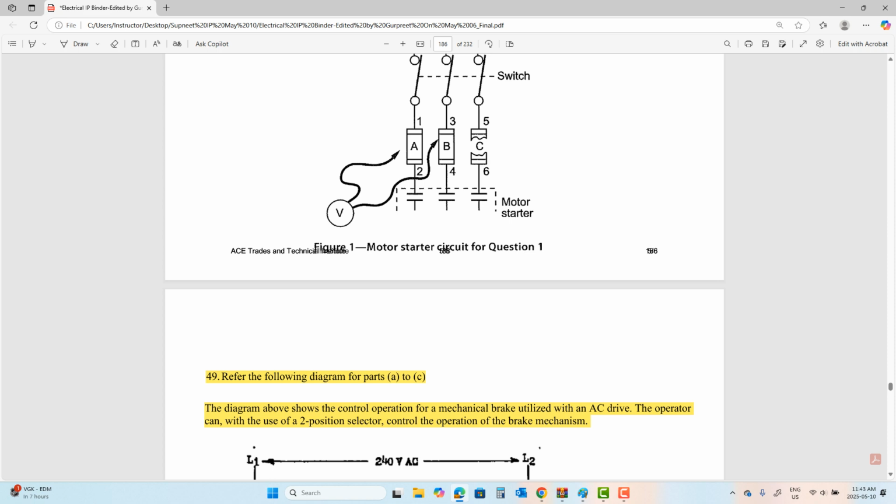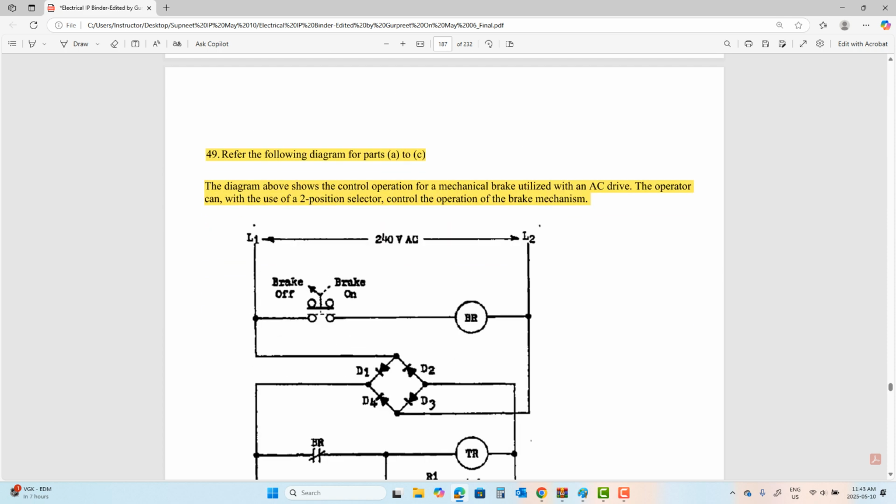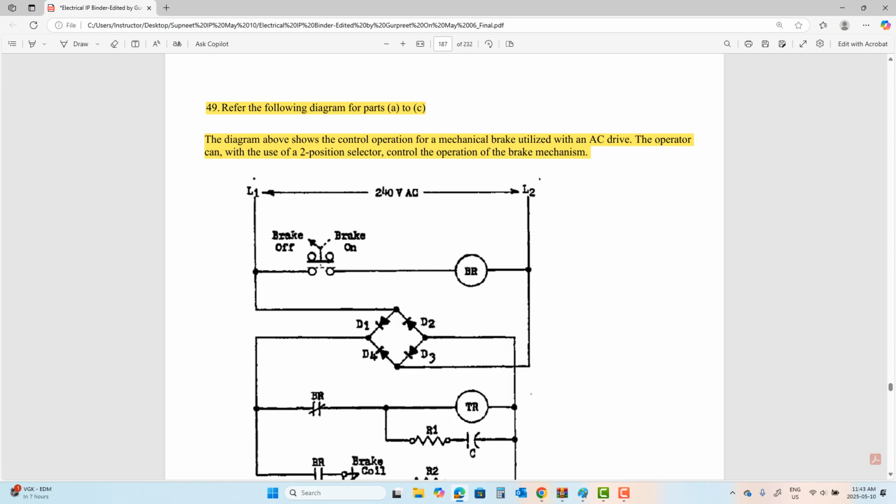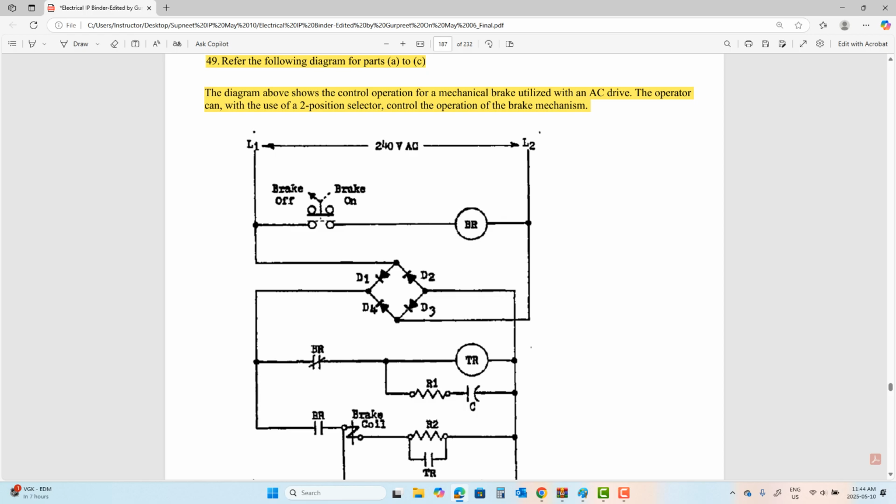We keep going. Question 49. Stay with me on the screen. Let's do it together. I have a 240 volt input coming in. Brake off, brake on. So off is when it's not being pushed down, on when it's pushed down. Right now, it's not being pushed down. BR is a brake relay, okay? You have 2 contacts, a close contact and an open contact. When BR energizes, these contacts will switch their state. At this point, nothing is being energized, okay?